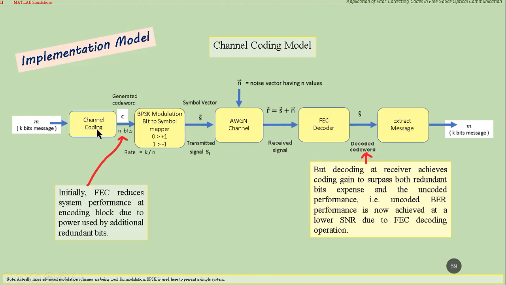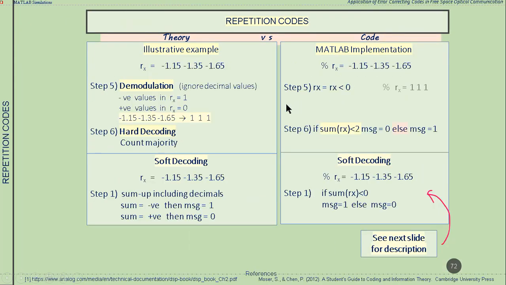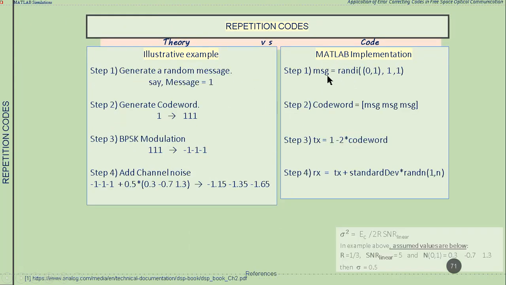Now let us implement the coding scheme in MATLAB. Again the same block diagram, and here is where I will implement, and here is where I will decode. So this is how I will do it. I will generate a message randomly. Suppose in example 1, the code word will be repeating this 3 times. So this is the code word, message is 1, repeated 3 times, this becomes the code word.